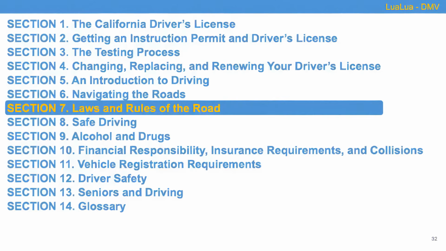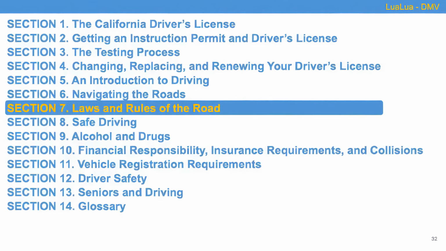Blind intersections. An intersection is considered blind if it has no stop signs at any corner. If your view is blocked, move slowly forward until you can see. The speed limit for a blind intersection is 15 miles per hour.